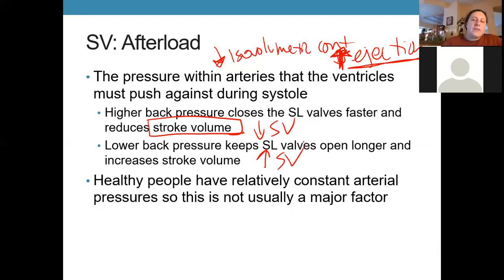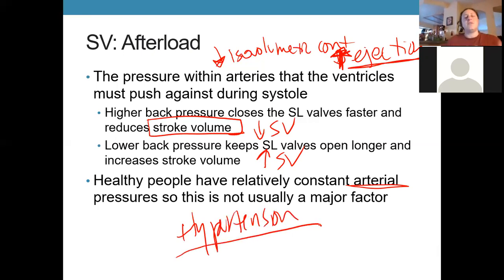Now, if your blood pressure is relatively constant, which is usual if you're healthy, this isn't going to be a big change. But in people with various blood pressure problems, this can cause issues. For example, this is one of the major reasons why having hypertension is a problem. Because if you constantly have this high blood pressure, your heart cannot deliver as much blood per stroke, and that's going to make it less efficient. So it's working harder for less gain, and that's going to eventually cause problems.